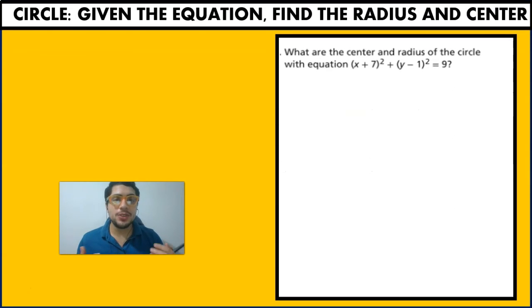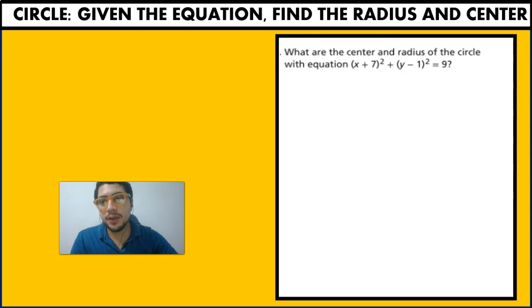Okay guys, so in today's very short video, we're going to be taking a look at an equation that they give us. So they are asking us, what are the center and the radius of the circle with equation (x + 7)^2 + (y - 1)^2 = 9.